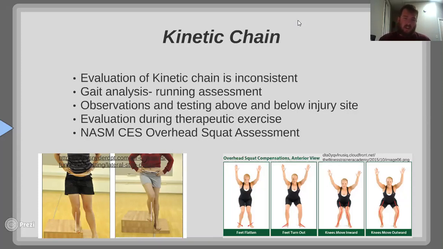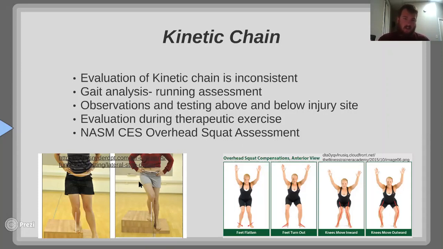Or also what I like to use is the NASM CAS overhead squat assessment. I found that it's not a validated screening tool or injury evaluation tool. However, I do think it's good to see the kinetic chain all weighted and to see where those deficits are and what the body is doing while trying to do a squat. It's helpful in identifying muscular imbalances.